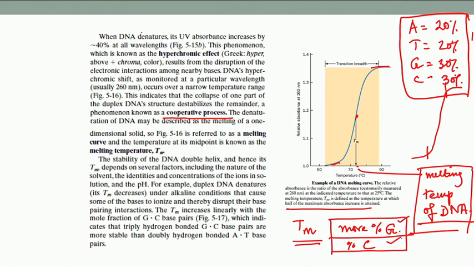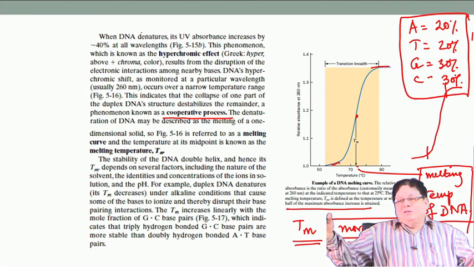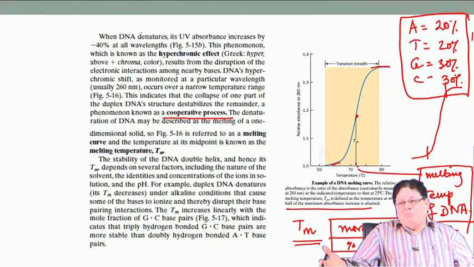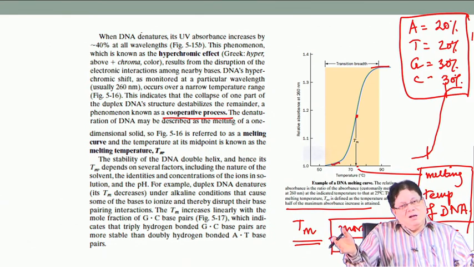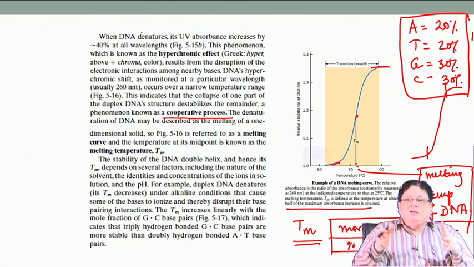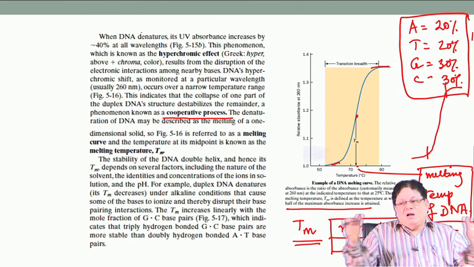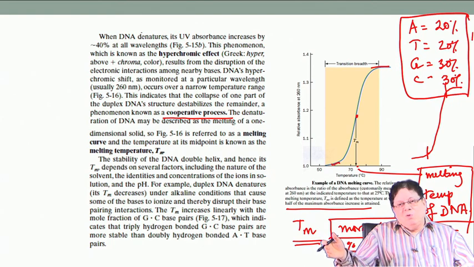The other is, Tm depends on the length of the DNA. The greater the length of the DNA, the more number of hydrogen bonds you have. So, that means you require more energy to separate that into the single strand. So, if it is a shorter DNA, the Tm will be less. If it is a larger DNA, Tm will be more.